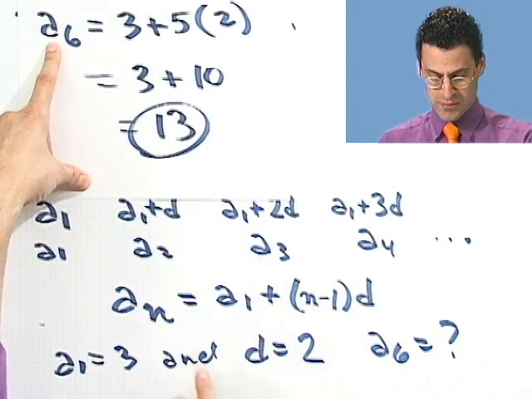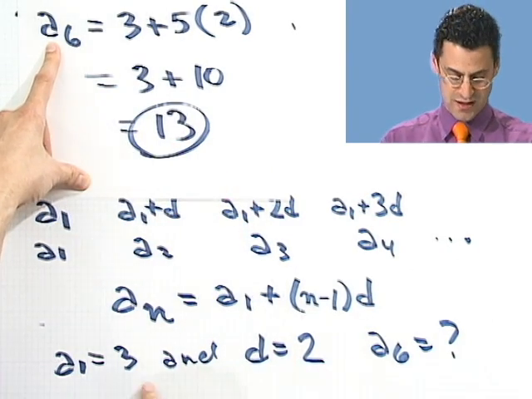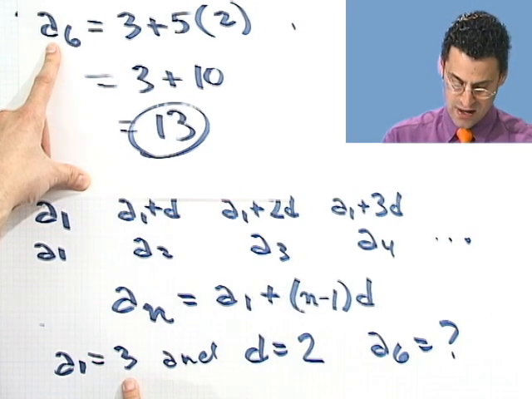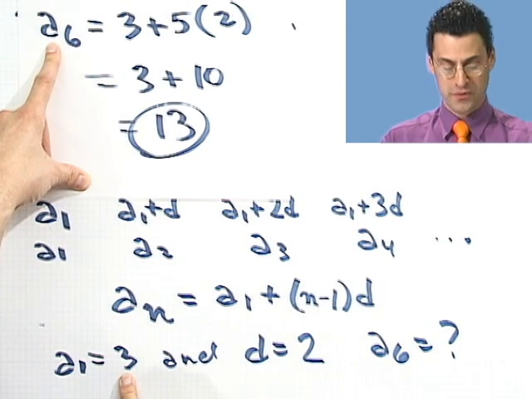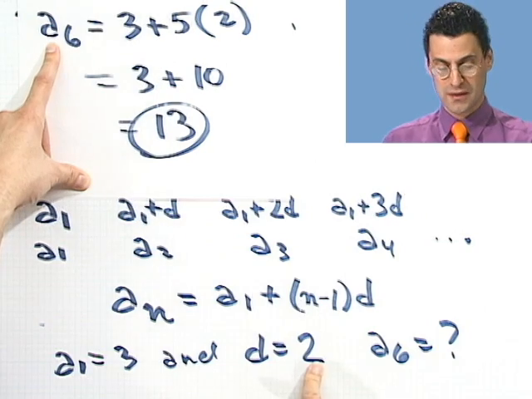So the sixth term in this particular arithmetical sequence, the sequence that starts 3, and then 5, and then 7, because all I'm doing here is starting with 3 and I keep adding 2, the sixth term will be 13. So you can find that really easily.